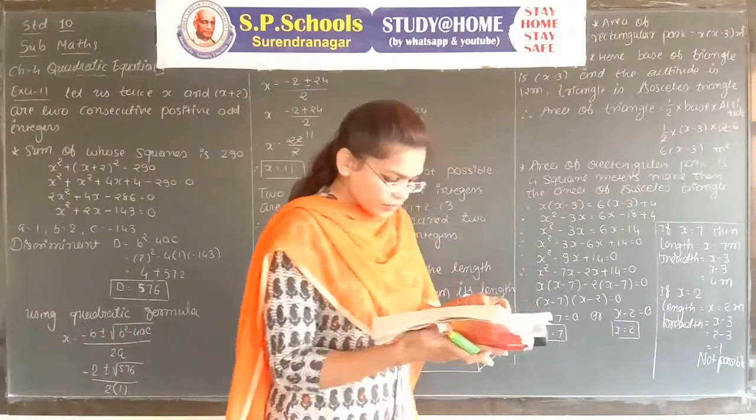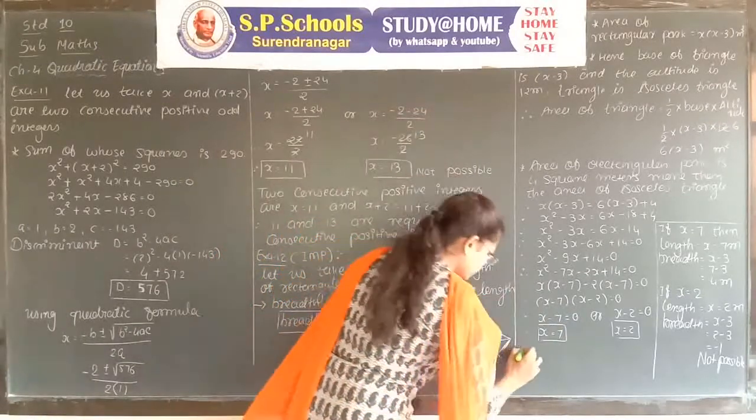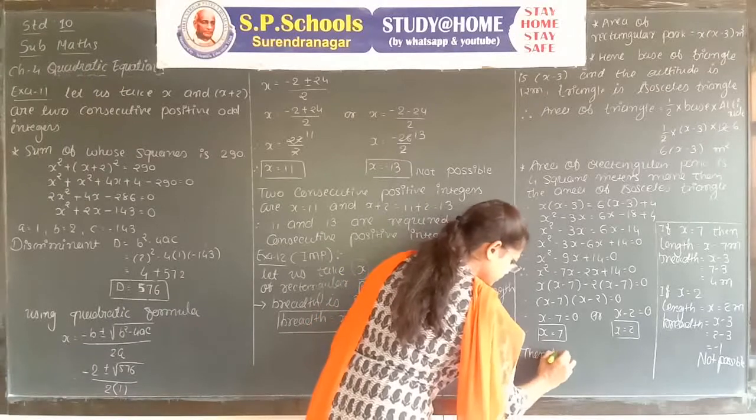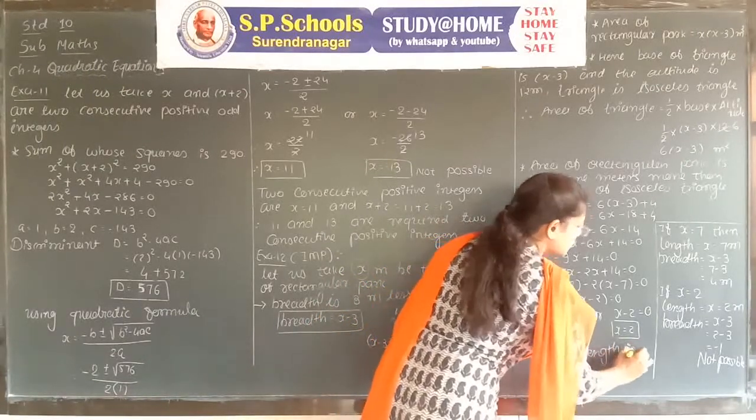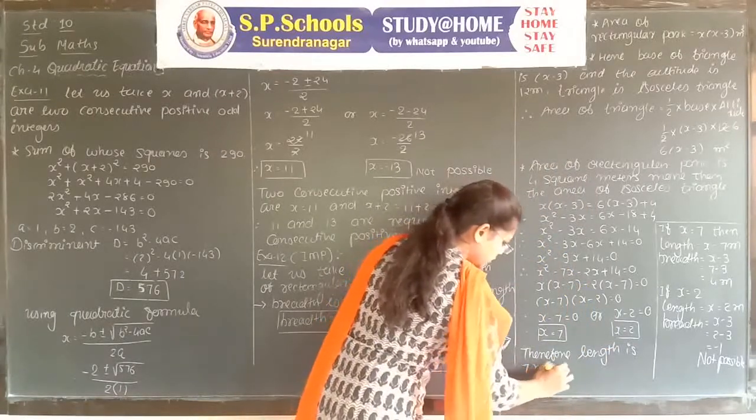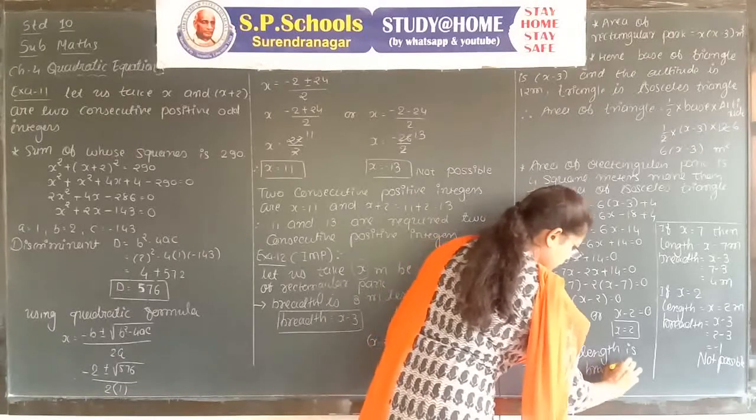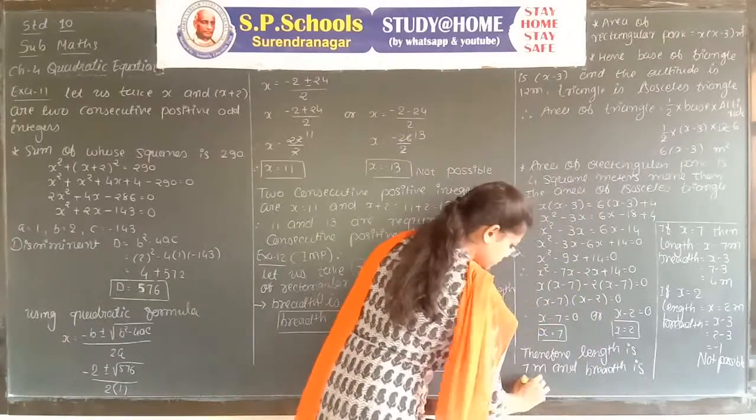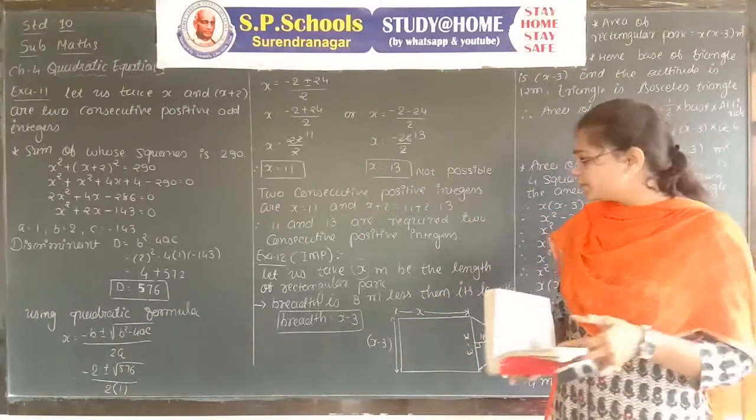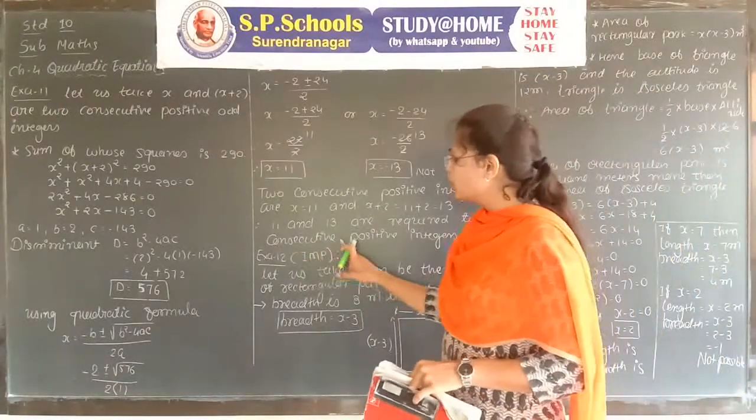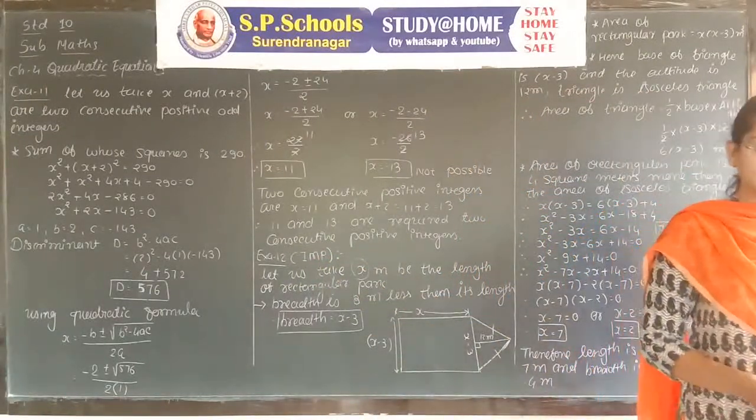The dimensions of the rectangular park: find the length and breadth. Therefore, the length is 7 meter and the breadth is 4 meter. Hence example number 12 is completed. Example number 12 is the most important example. Keep it in mind. Now we see example 13.